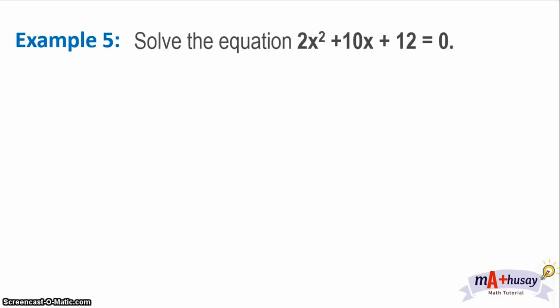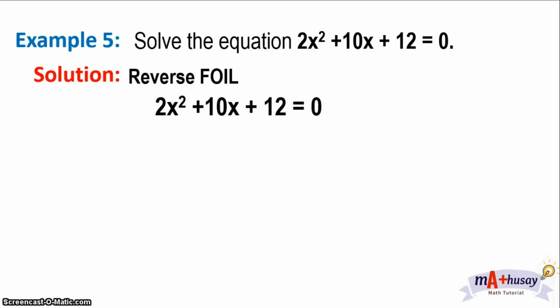Let's take example number 5. Solve the equation 2x squared plus 10x plus 12 equals 0. As you can see, the value of A is greater than 1, but the 10 and 12 can be divided by 2, so we can reduce the equation. We will still use the reverse FOIL method to factor this equation.